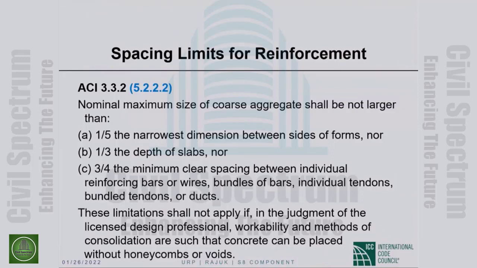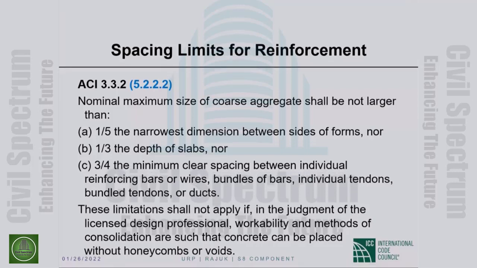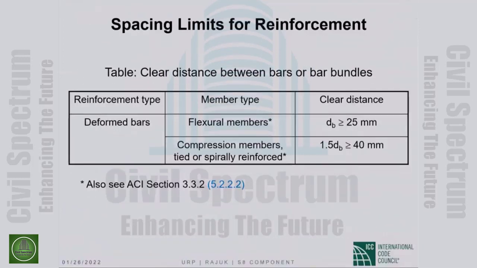Nominal maximum size of coarse aggregate shall not be larger than 1/5 the narrowest dimension between sides of forms, nor 1/3 the depth of slab, nor 3/4 the minimum clear spacing between bars. Anyway, some of these details are probably unnecessary to read. The whole thrust here is that concrete should get in. So concrete should get in. Keep that in mind. That's what all of this is geared towards.